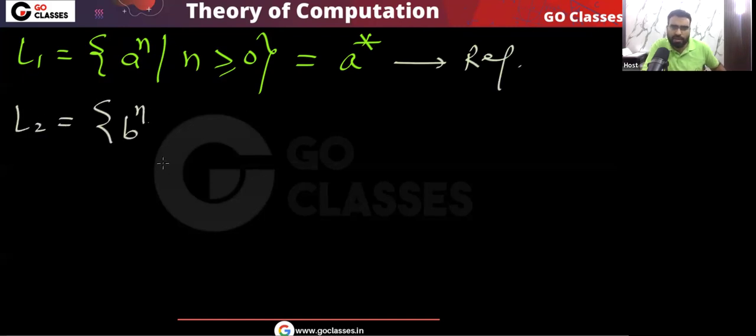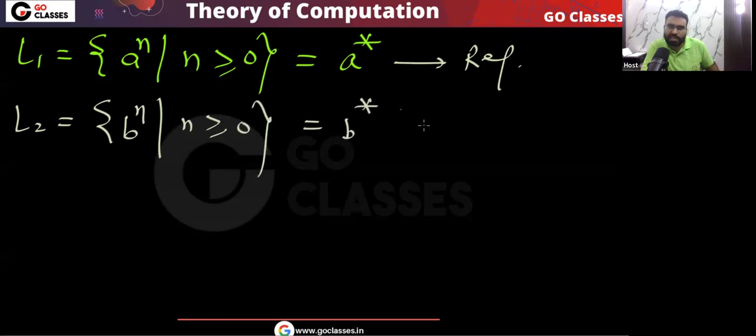I can say that this is regular, right? Because this is your a star. So definitely this language is regular. And what is L2? L2 is b power n, where n is greater than or equal to 0. So this is basically b star, any number of b. So this language is also regular.